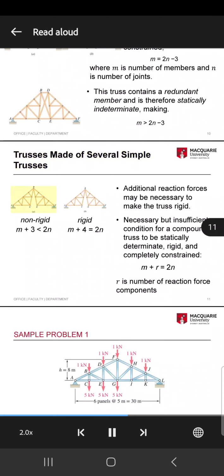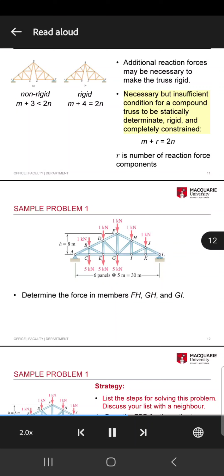A compound truss is made of several simple trusses. ABC is a rigid truss. m plus 4 equals 2n. Additional reaction forces may be necessary to make the truss rigid. This is a necessary but insufficient condition for a compound truss to be statically determinate, rigid, and completely constrained: m plus r equals 2n.